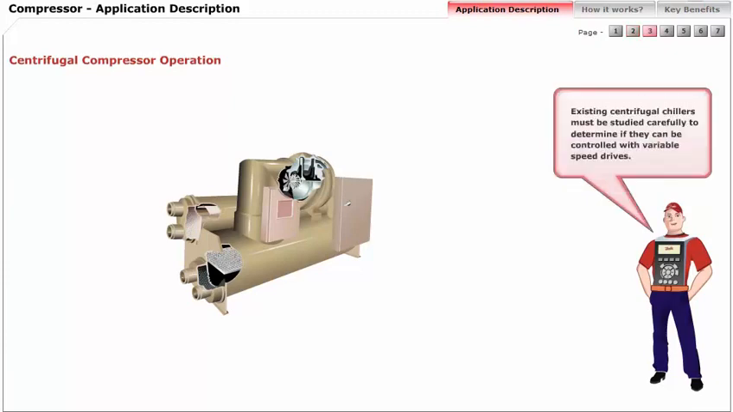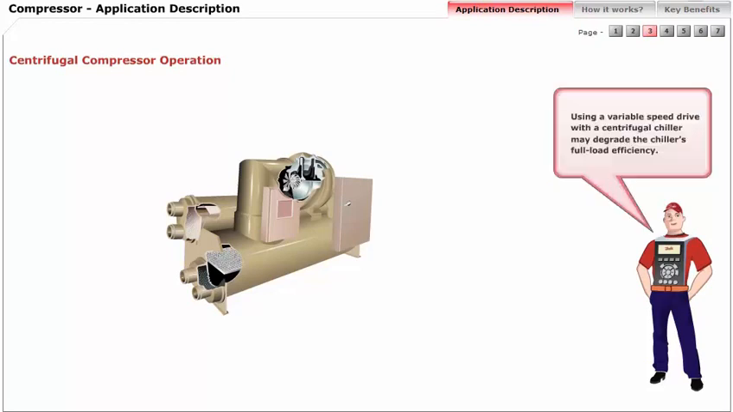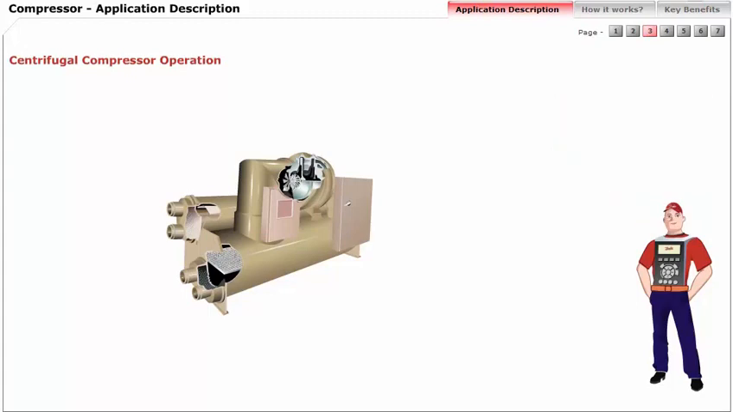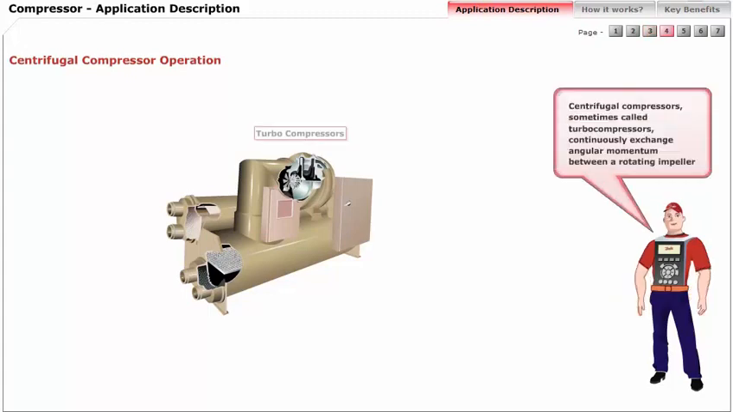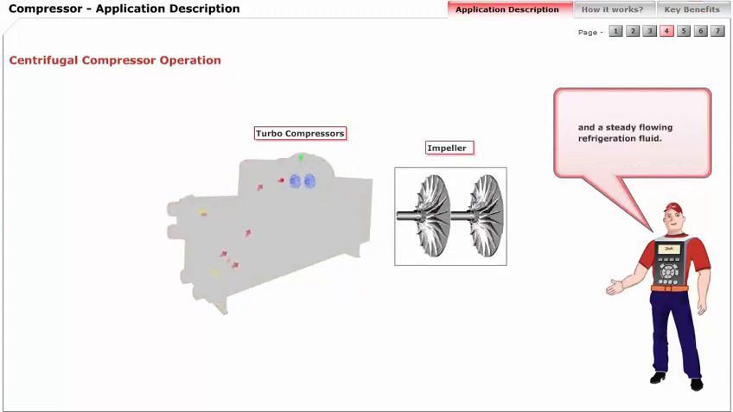Existing centrifugal chillers must be studied carefully to determine if they can be controlled with variable speed drives. Using a variable speed drive with a centrifugal chiller may degrade the chiller's full load efficiency. Centrifugal compressors, sometimes called turbo compressors, continuously exchange angular momentum between a rotating impeller and a steady flowing refrigeration fluid.